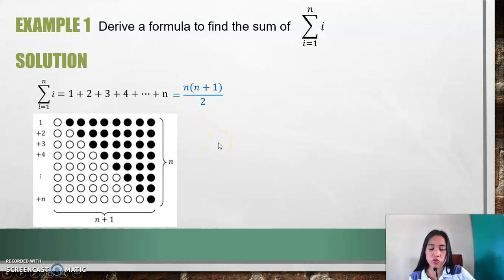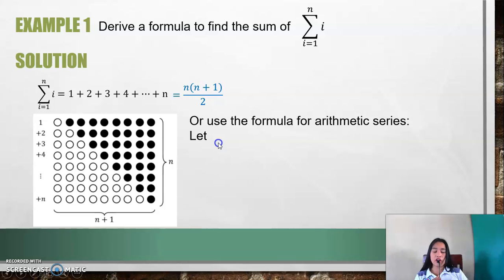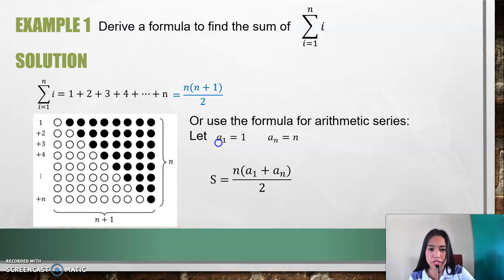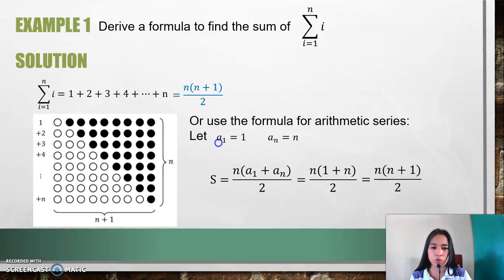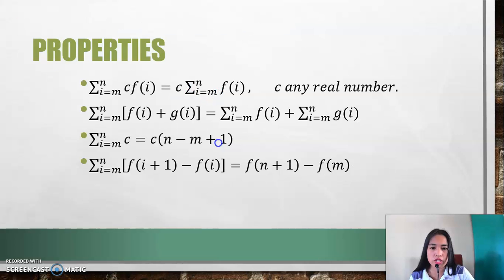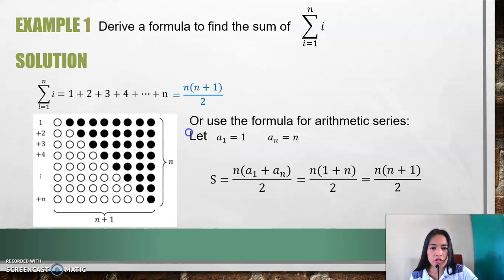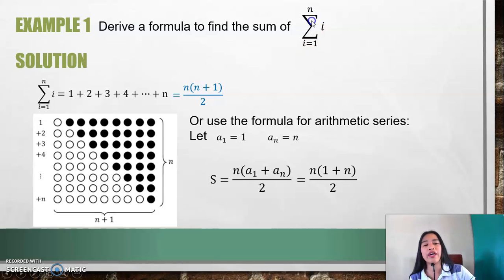Or, we can also use the formula of the arithmetic series. So, we let a sub 1 as 1, and we let a sub n is equal to n. And just simply substitute, so we have n times the quantity of 1 plus n over 2, or just rearrange them, so you have n times n plus 1 over 2. So, every time makakita ka o kani, summation of I from I equals 1 to n, automatically makagamit na ang formula n times quantity of n plus 1 all over 2.